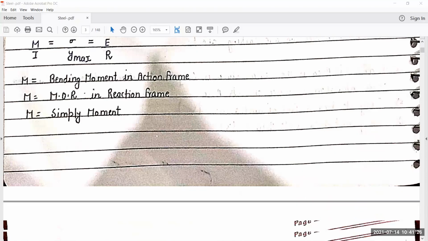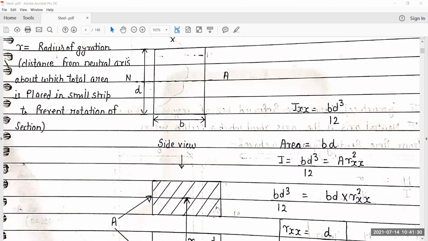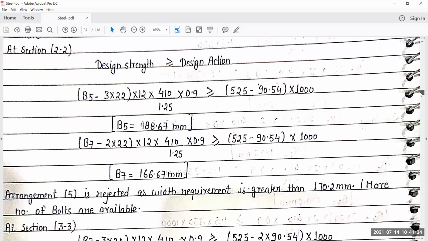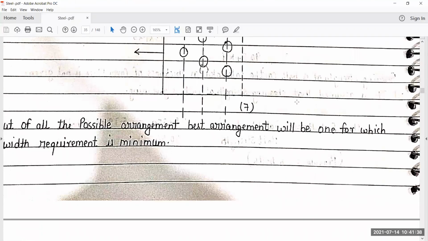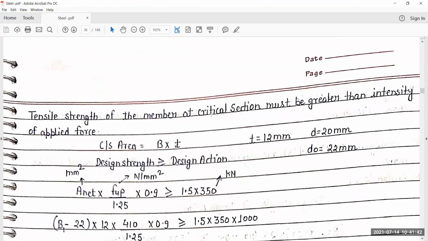Hello. Then now start from the... this is completed. Okay.